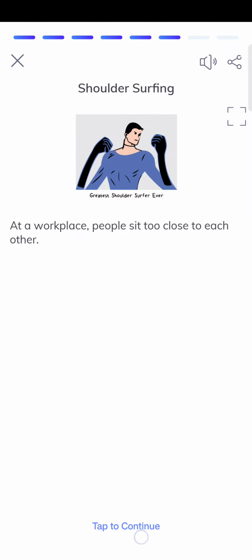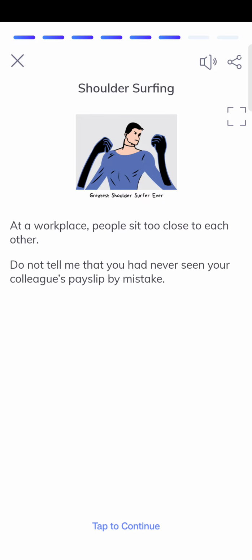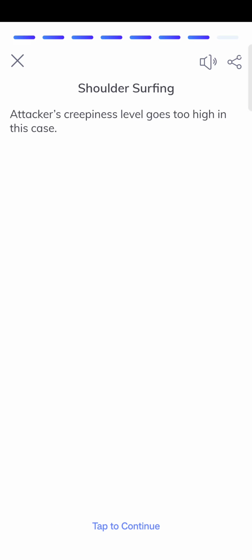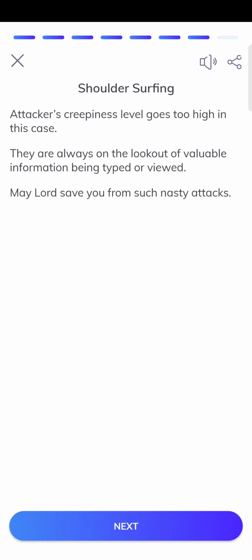At a workplace, people sit too close to each other. Do not tell me that you have never seen your colleague's payslip by mistake. Or at least that of some random person in your life. It is bound to happen. Attackers' creepiness level goes too high in this case. They are always watching. May the Lord save you from such nasty attacks.